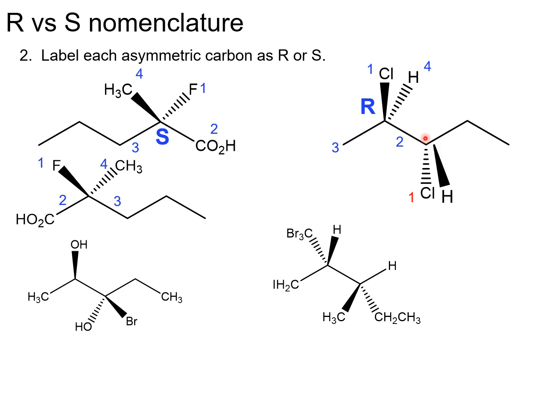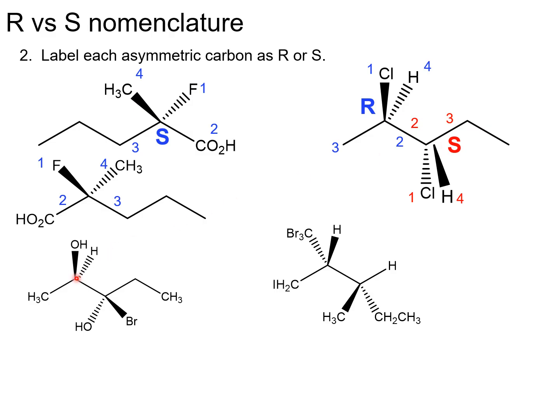For my next one, let's draw in our H. My H is coming towards me, so that means my fourth priority is coming towards me. Whatever letter I see here, I'm going to need to flip. So this looks like it would be R, which means it needs to be S.